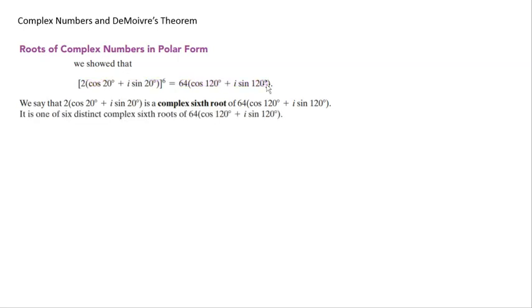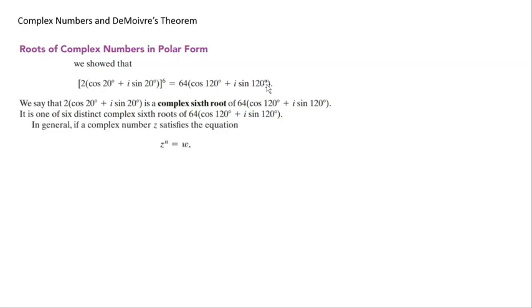It is one of 6 distinct, that means they're different, complex 6th roots of 64 cosine of 120 degrees plus i sine of 120 degrees, okay? So that number, 64 cosine of 120 degrees plus i sine of 120 degrees, remember that is just the polar form of some complex number, and it has 6 distinct 6th roots. That is hard to say.